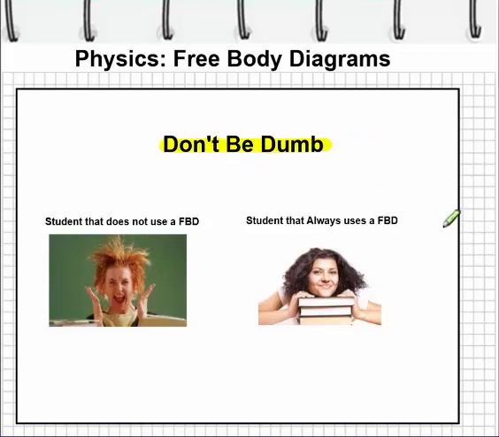From experience, I've had students that refuse to draw free body diagrams, or they're arrogant and they think they can solve problems without it. It is good to develop good habits in drawing free body diagrams. Example here, this is a picture of a student that's on a test that did not draw a free body diagram. This is a picture of a student who has finished a test who has always drawn good free body diagrams.